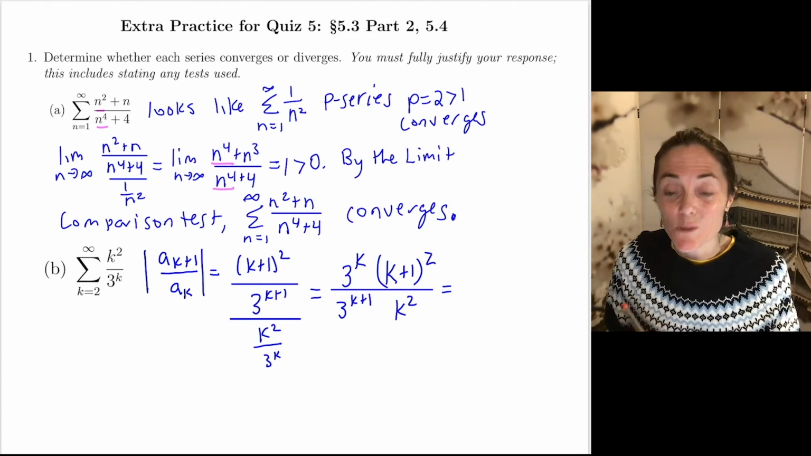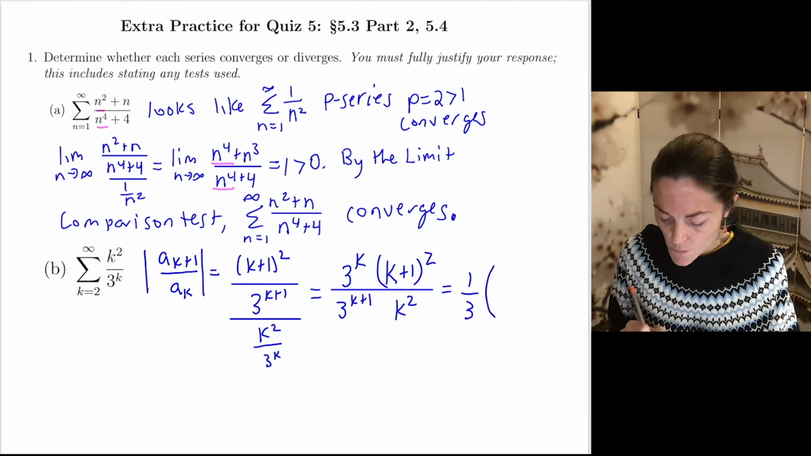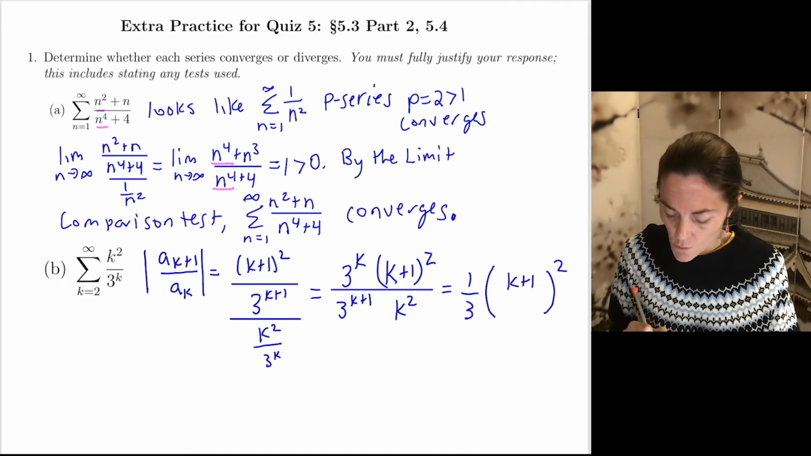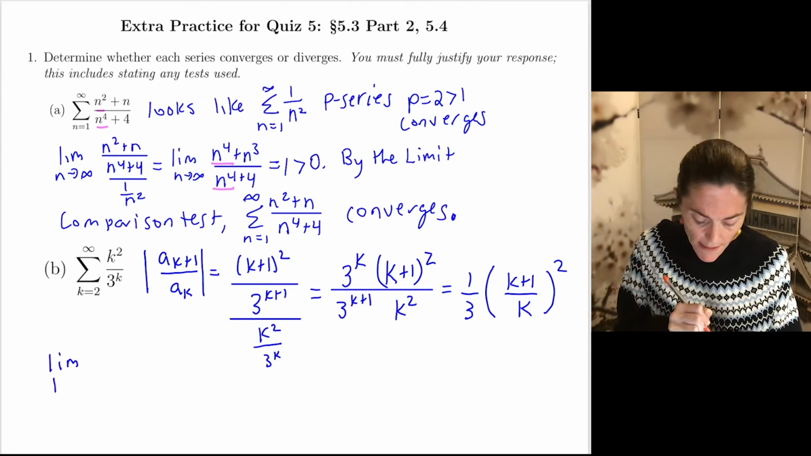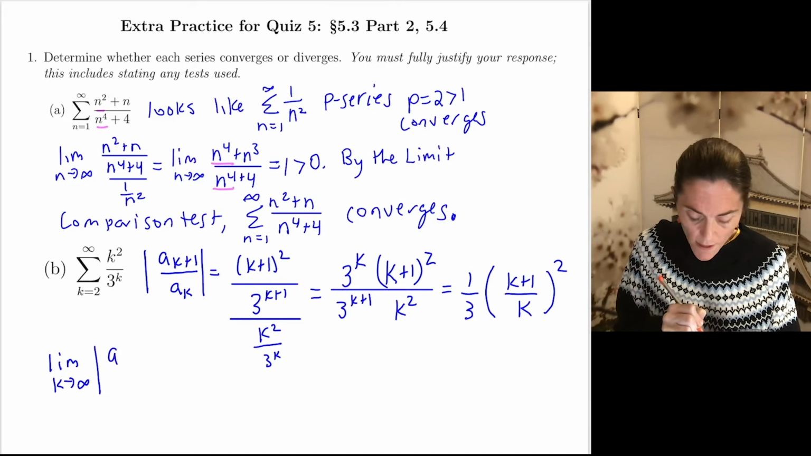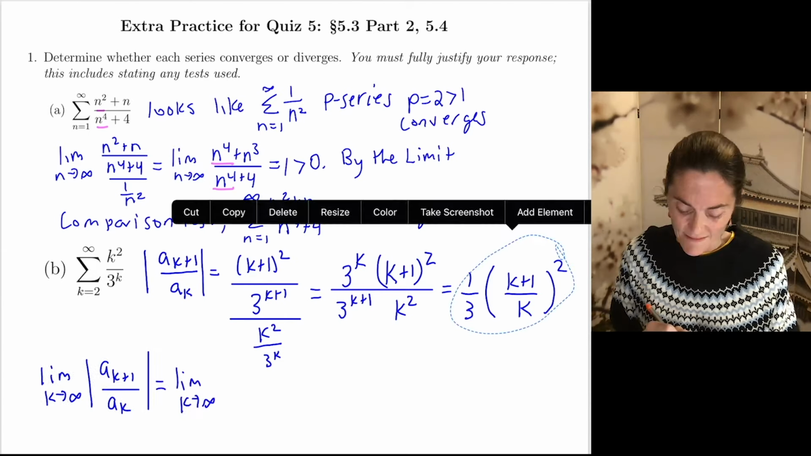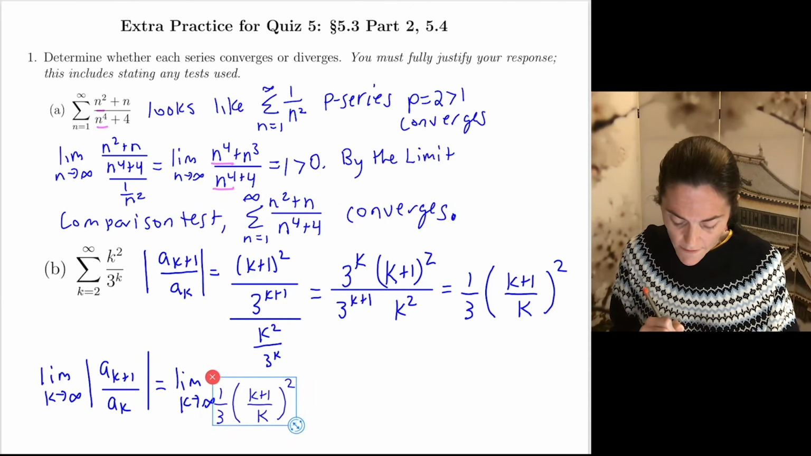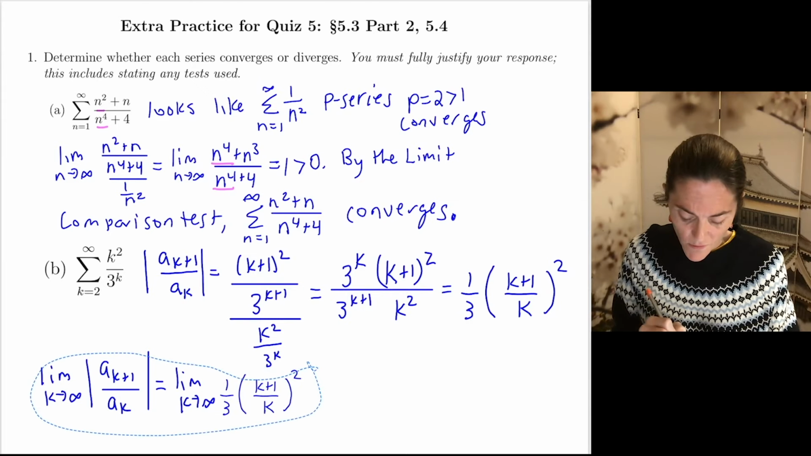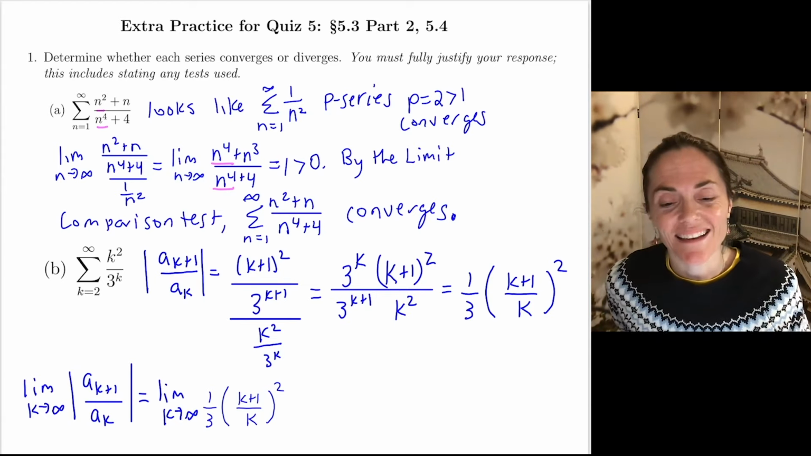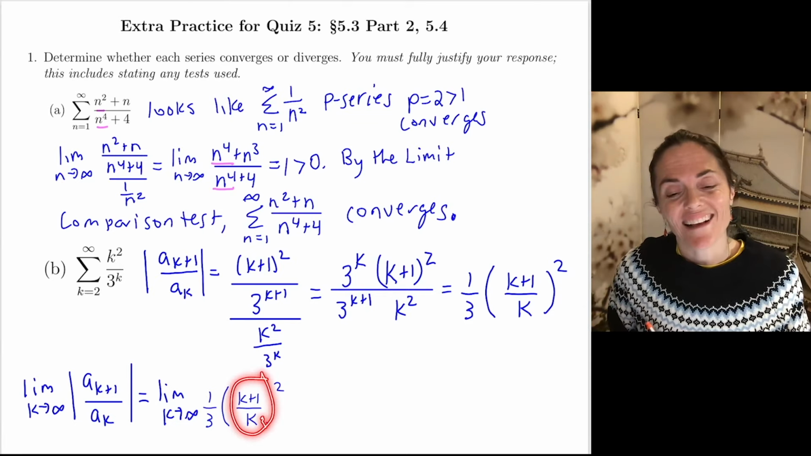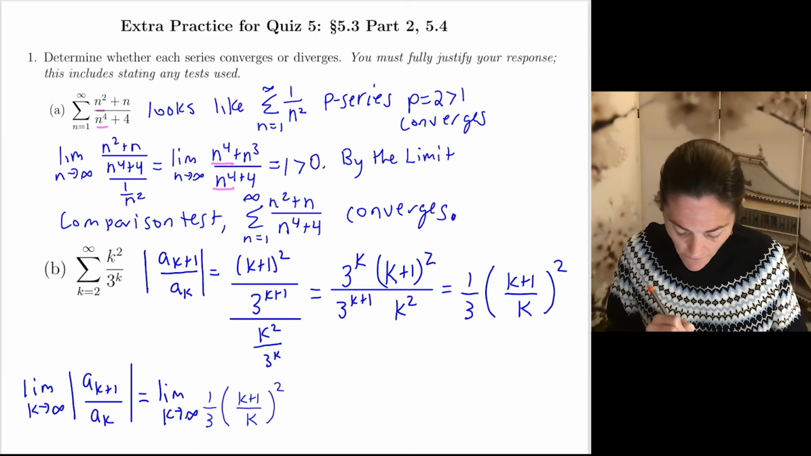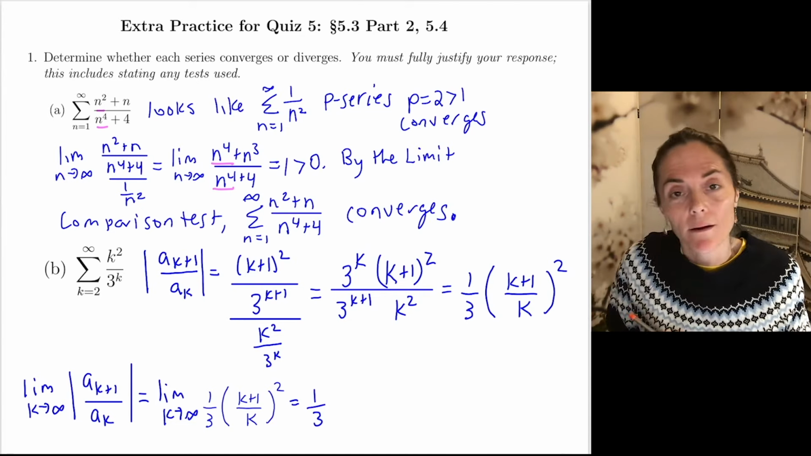Now you see, this is 1/3 times this big quantity squared, which is (k plus 1) over k. Now I can take a limit. We take the limit as k goes to infinity of this absolute value, a_(k+1) over a_k. This was simplified, but you see what's happening here. Inside of the square, this part goes to 1 as k grows without bound. And so this limit definitely exists. It's 1/3 times 1 squared, or just 1/3.